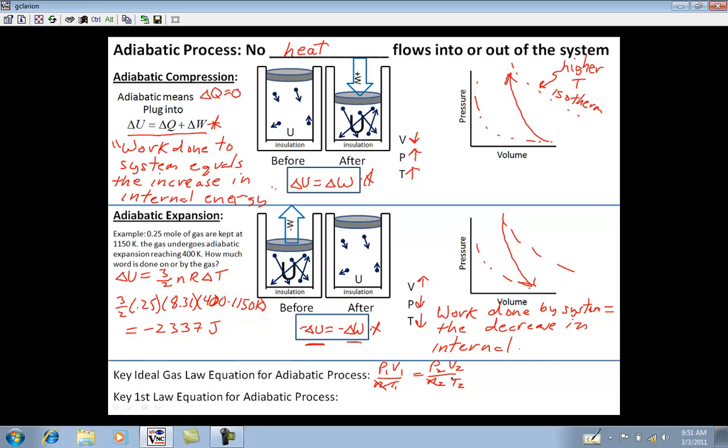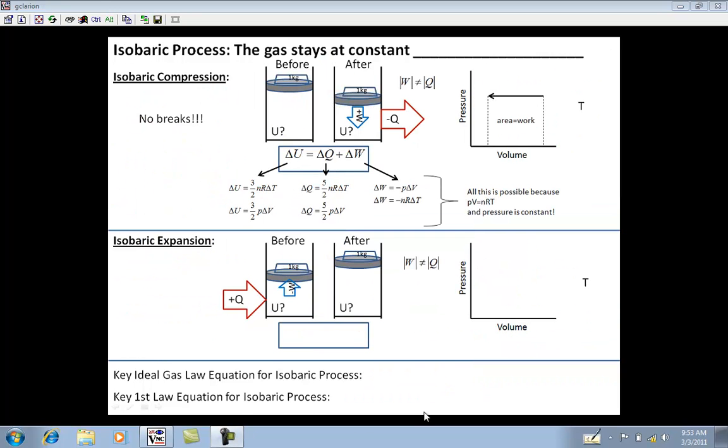Okay, key first law equation. The first law equation is just the two that we mentioned, delta U is equal to delta Q minus delta W. Okay? And right here, I'm going to take a quick little break here and stop.